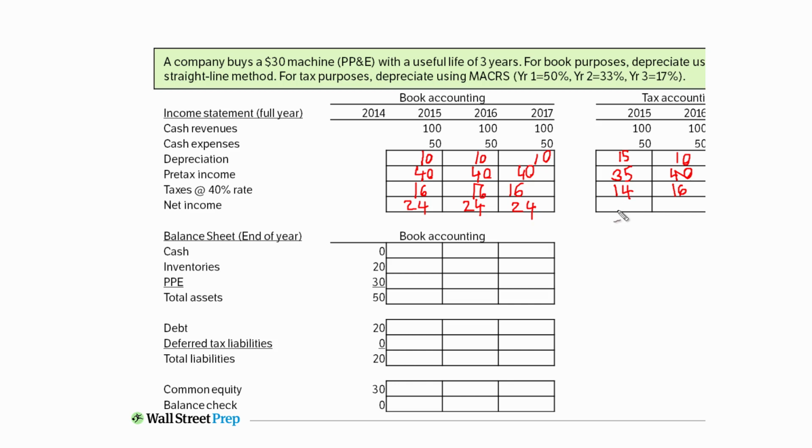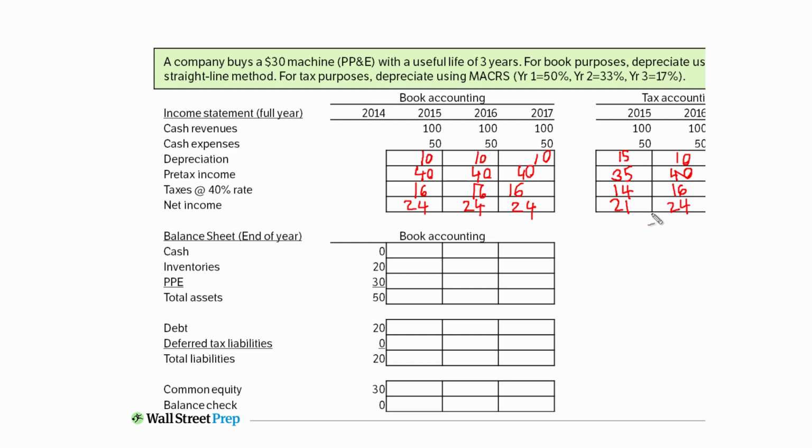And so we can complete the steps here and realize that net income in this year is 35 minus 14, or 21. 40 minus 16 is 24. And then in the last year, 45 minus 18 is 27.